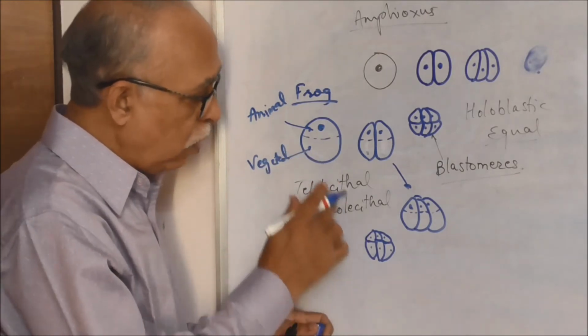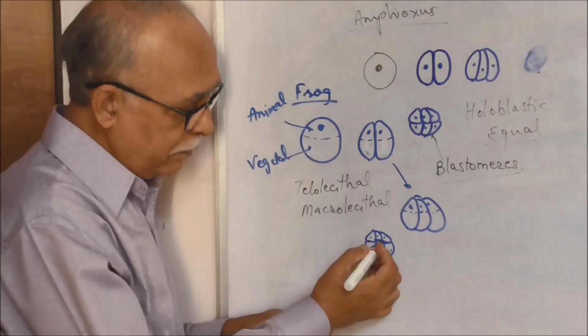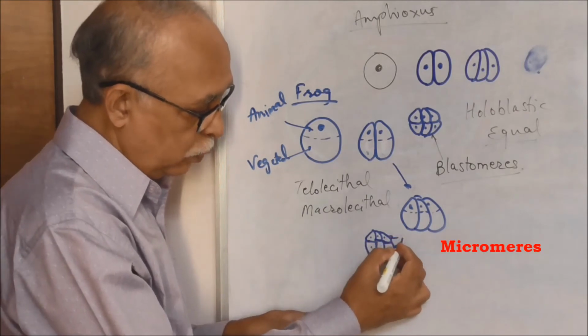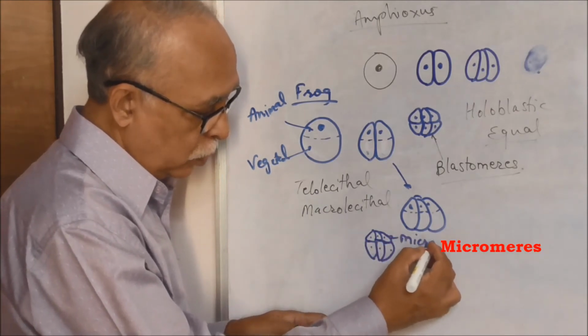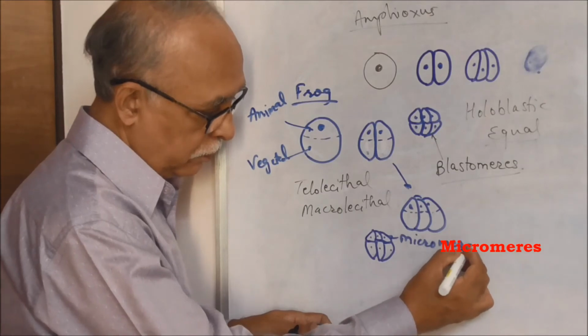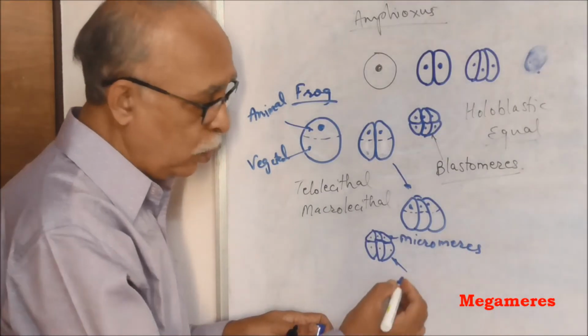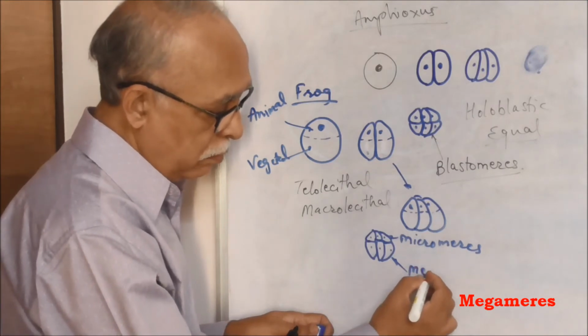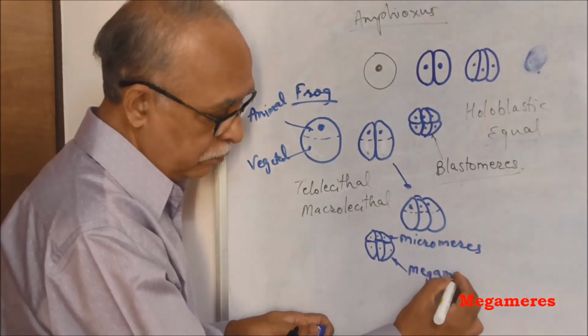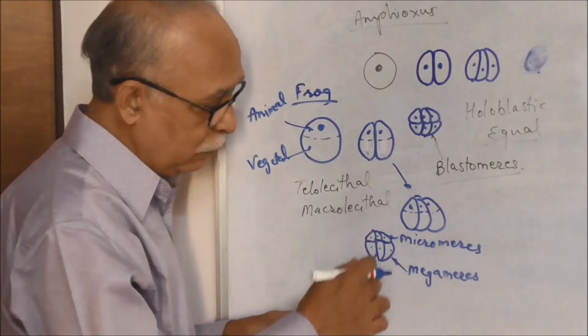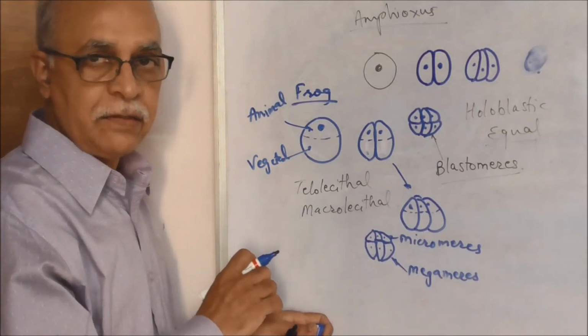So the cells formed in the region of animal pole, we will call them as micromeres. Those formed in the region of vegetal pole, they would be megameres. So you can clearly understand the difference in the size.